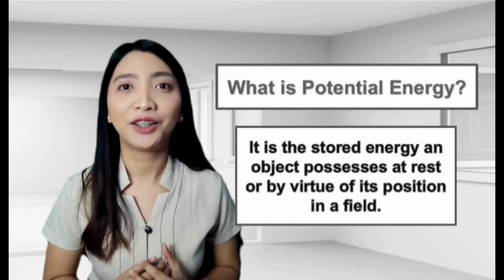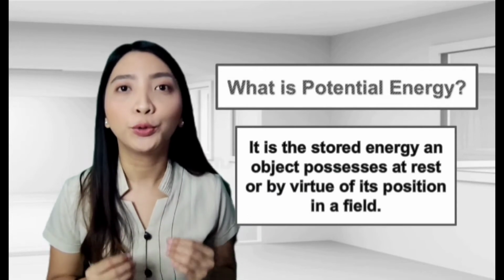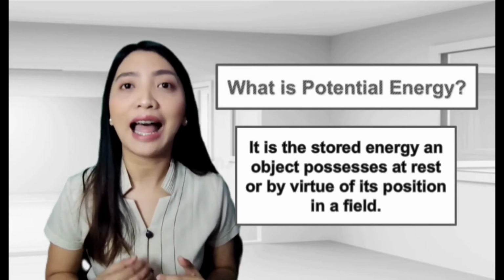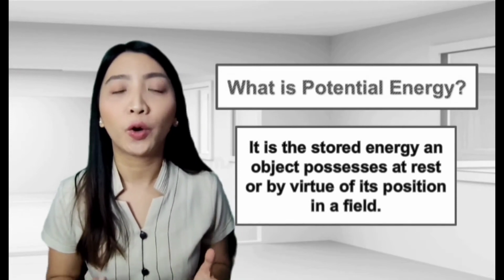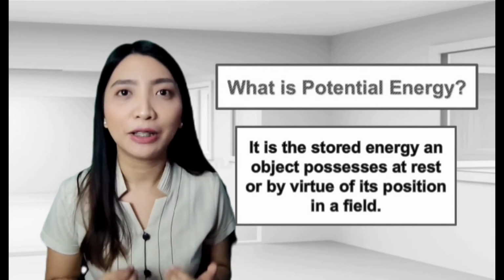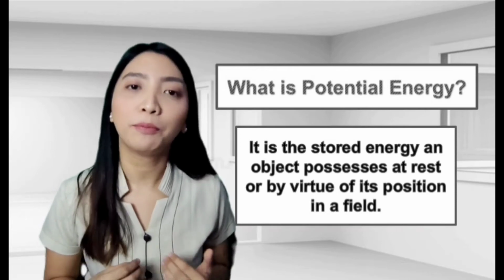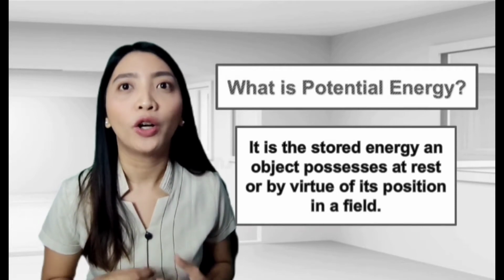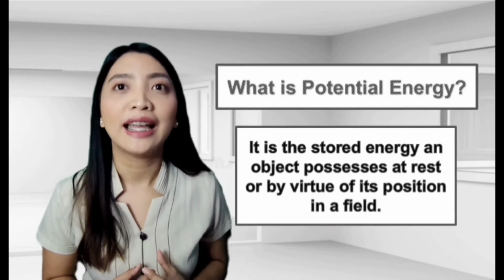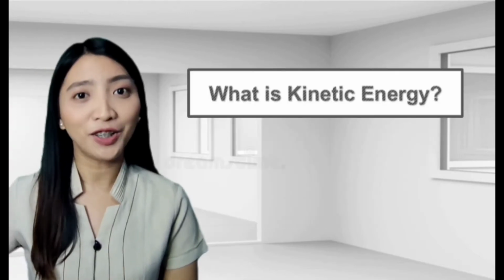So, potential energy is a form of energy that has the potential to do work, but is not actively doing work or applying any force on any other objects. In simpler terms, it is the stored energy an object possesses at rest or by virtue of its position in a field. How about kinetic energy?